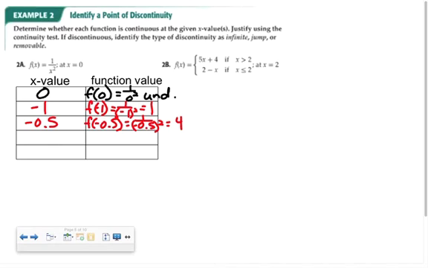Let's look at this function coming from the right. So coming from the right, I'd be looking at 1 and 0.5, and using your number sense, I would hope that you'd notice that I end up with the same two values, 1 and 4. So because as I approach 0, I am getting bigger and bigger, this is an infinite discontinuity.